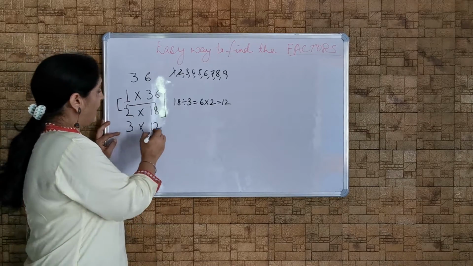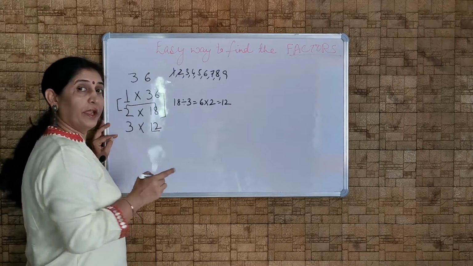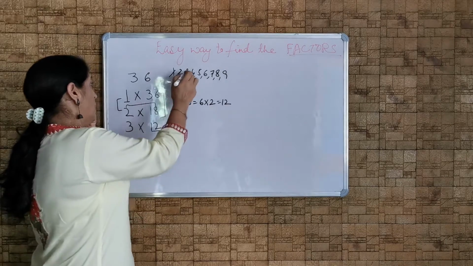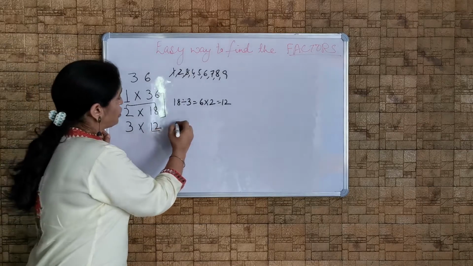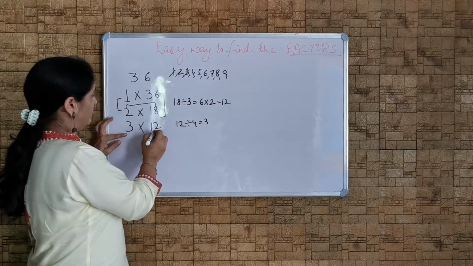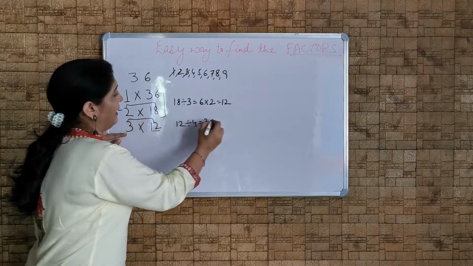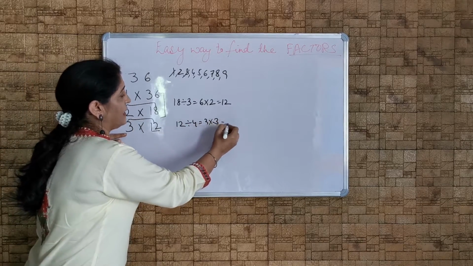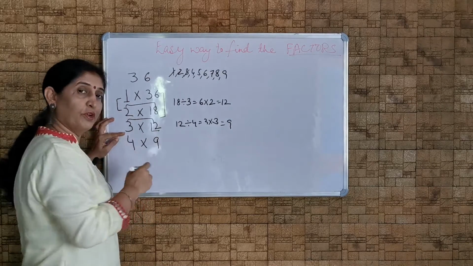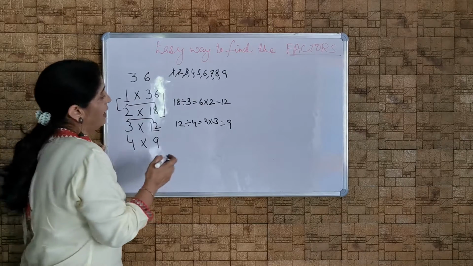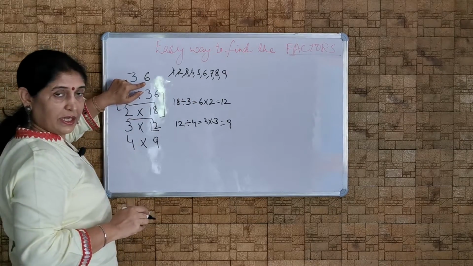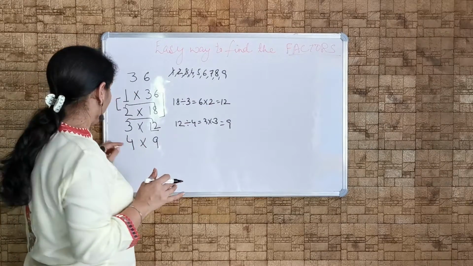Now, as this number 12 is here, according to the rule of divisibility, this number can be divided by 4 also. So 12 divided by 4 is 3, and 3 will be multiplied by the other factor, that is 9. I have written 4 into 9. 4 nines are 36. Next digit is 5, but as the last digit is 6, it cannot be divided by 5.